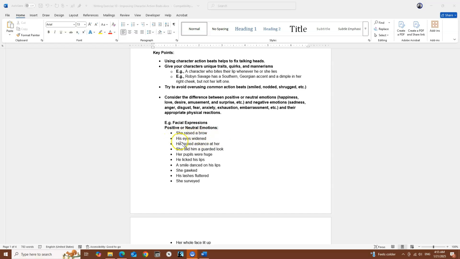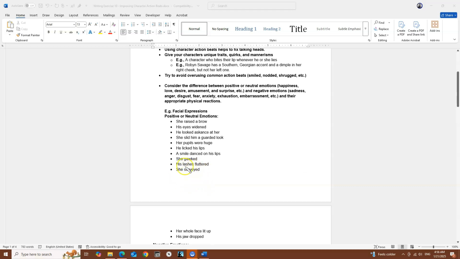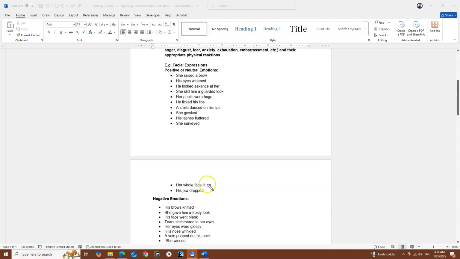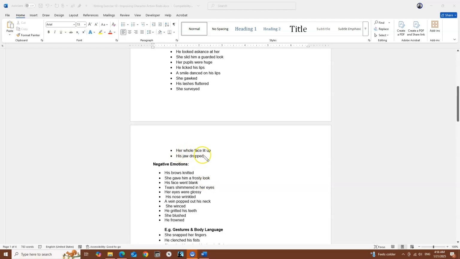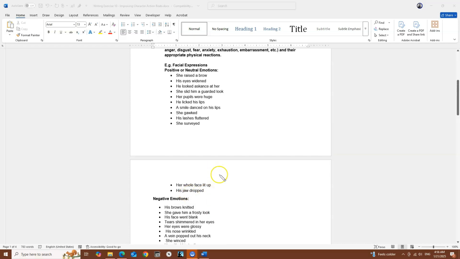She raised a brow, his eyes widened, he looked askance at her. She slid him a guarded look, his pupils were huge, he licked his lips, a smile danced on his lips, she gawked, his lashes fluttered, she surveyed. If you don't know the meaning of this one, it just means like a person looking around in a room, or scanning their eyes across the room. And her whole face lit up and his jaw dropped. So all of these are just some examples of positive or neutral emotions.